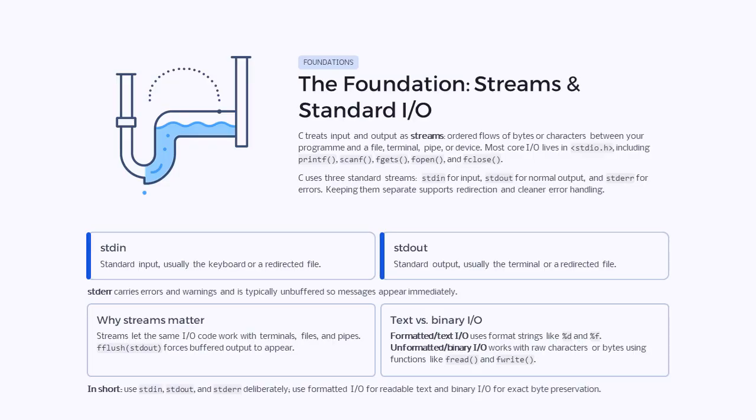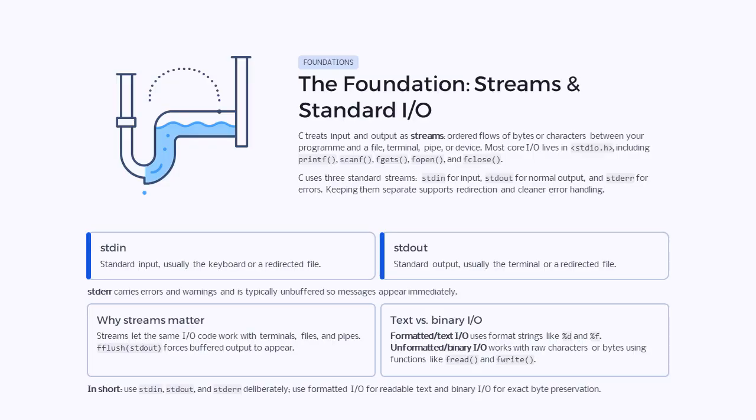stdin, standard input, usually the keyboard or a redirected file. stdout, standard output, usually the terminal or a redirected file. stderr carries errors and warnings and is typically unbuffered, so messages appear immediately. Why streams matter? Streams let the same I/O code work with terminals, files, and pipes. Flush stdout forces buffered output to appear.